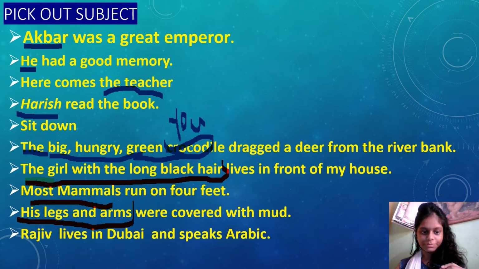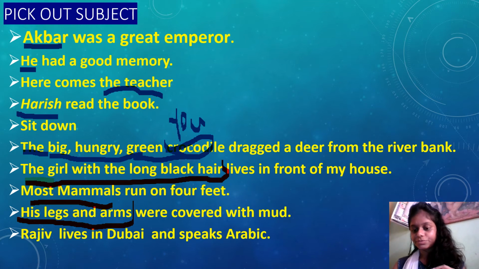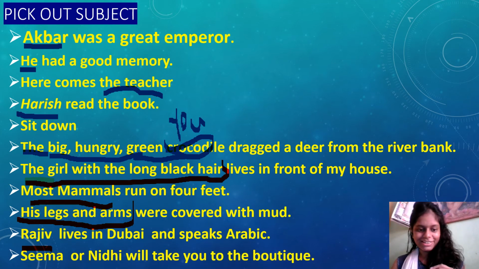Now next sentence. Rajiv lives in Dubai and speaks Arabic. So tell me, where is the noun? Name of the person is noun. So what is the name of the person over here? Rajiv. So Rajiv is your noun, means your subject.